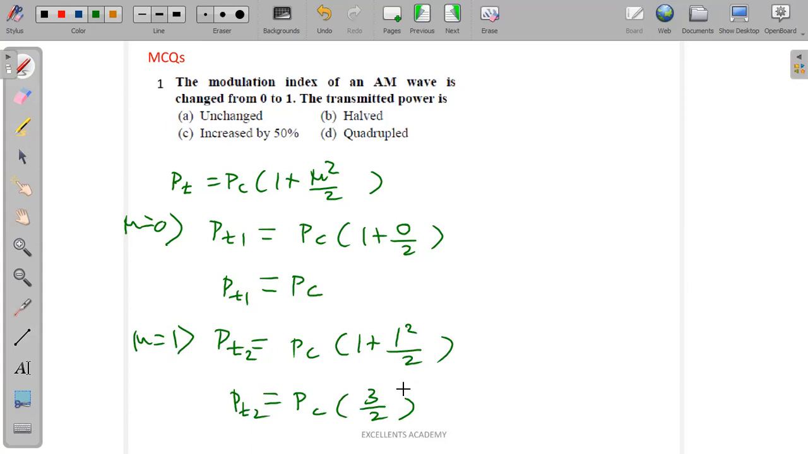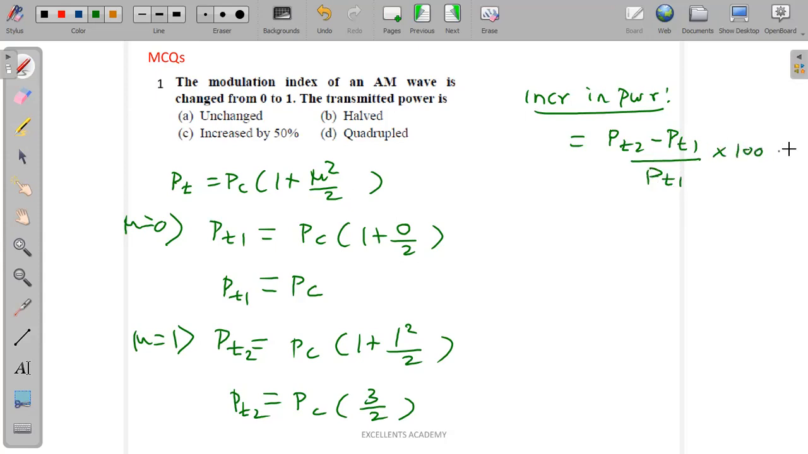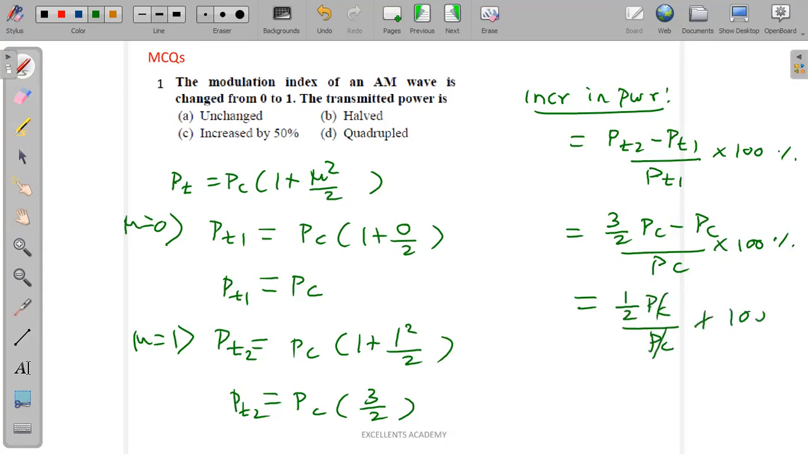So now how much has the power increased? We can take the difference of these two, that is PT2 minus PT1 divided by PT1, into 100 percent. So that is the increment from PT1. So 3 by 2 PC minus PC; 3 by 2 is 1.5, minus 1 gives half, that is 1 by 2 PC divided by PC, PC cancels. So into 100, it is 50%. Half of 100 is 50%. So power is increased by 50%.